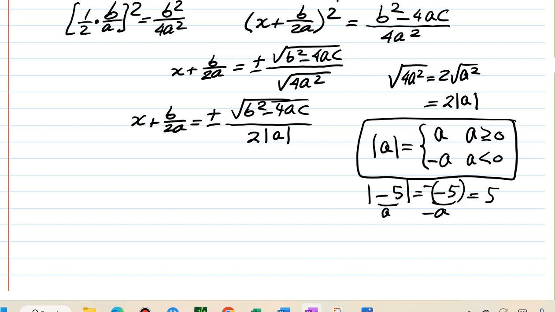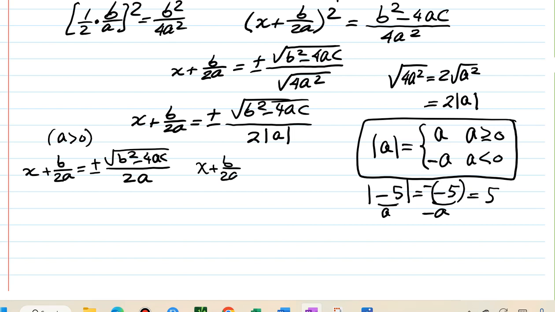Now, I can actually write this denominator absolute value in two parts, when a is positive and when a is negative. So x plus b over 2a, in other words, will equal plus or minus the square root of b squared minus 4ac divided by 2a. That's the case where a is positive. Or x plus b over 2a equals plus or minus the numerator over negative 2a, that's when a is negative. See, I'm following this rule.